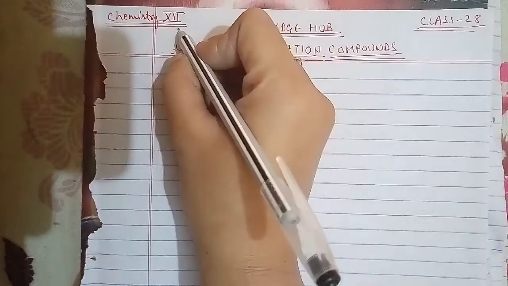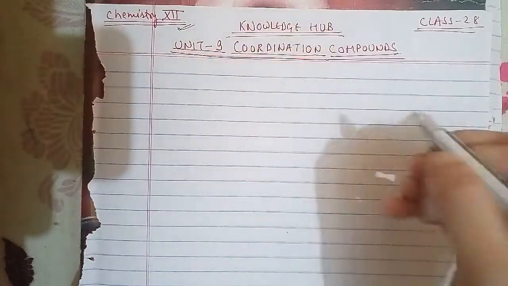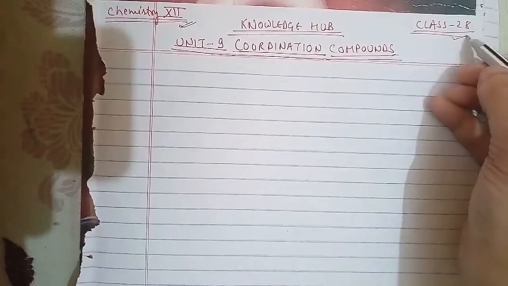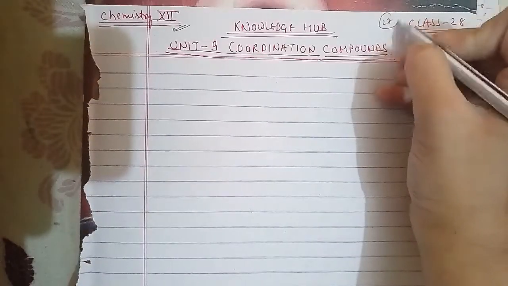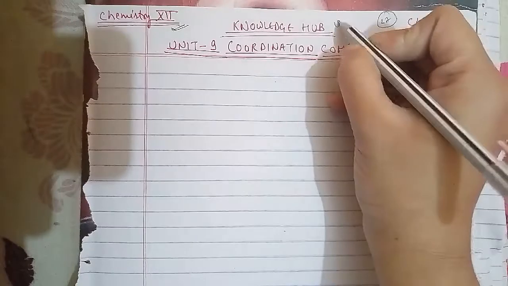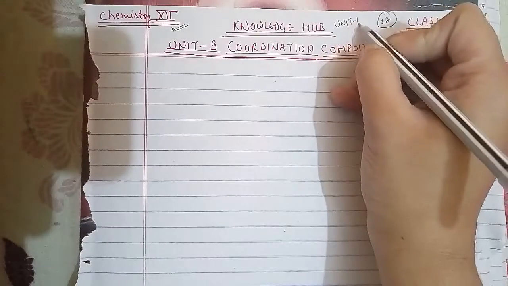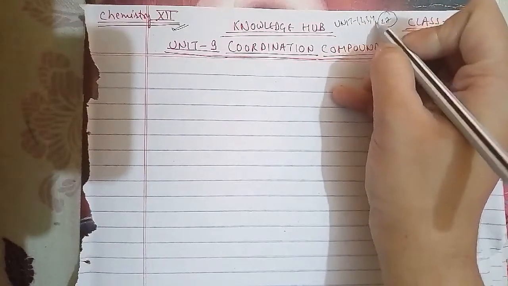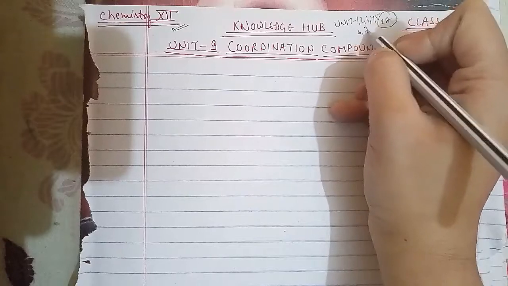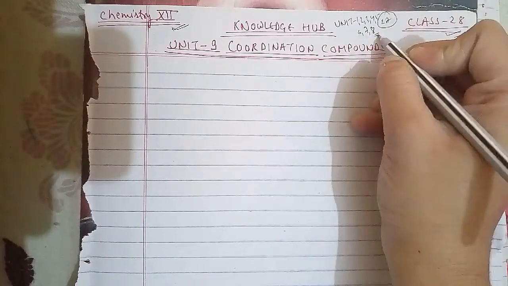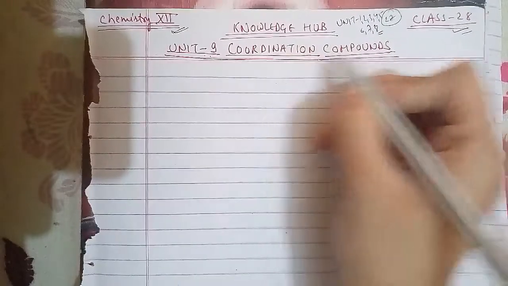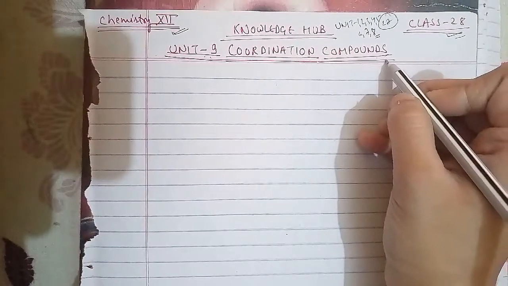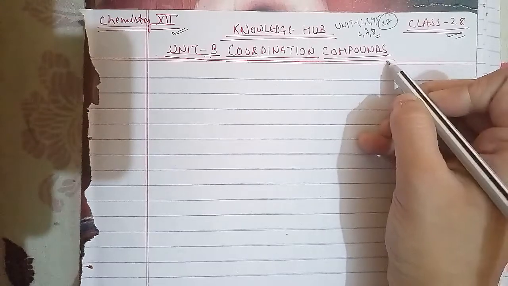Today we're going to start with chemistry for class 12, which will be class 28. Before this we had completed 27 classes, where we had completed unit 1, unit 2, unit 3, unit 4, unit 5, unit 6, unit 7 and unit 8. In the last class we had started with unit 9, which is coordination compounds, that we have to talk about, and that is an important unit as well.